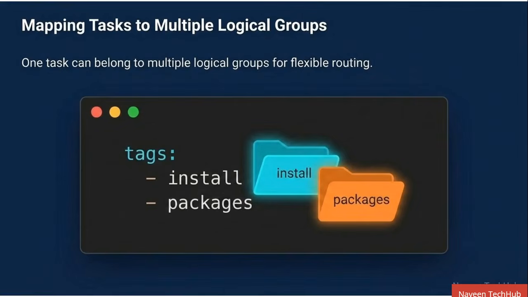A single task can also belong to more than one logical group. For example, the same task may have both install and packages tags. This gives us flexible routing. We could execute it as part of an installation workflow or as part of a broader package management workflow. Use multiple tags only when the grouping has a clear purpose.